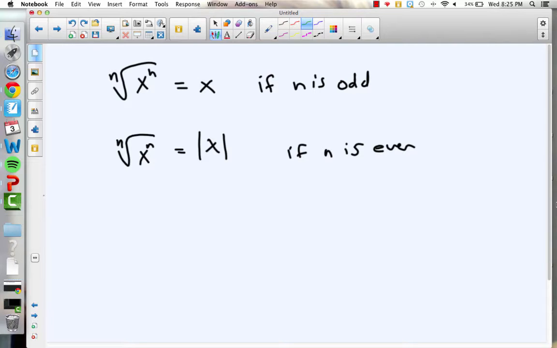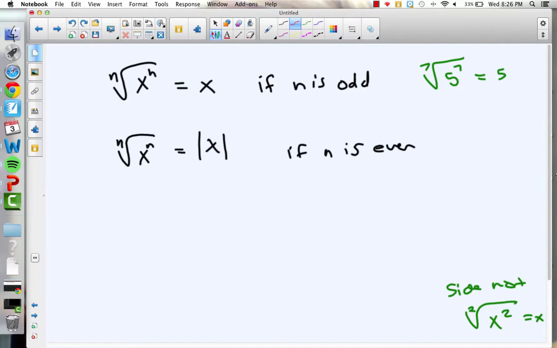So let's show some quick examples. When it's odd, we could have something like the 7th root of 5 to the 7th. Well, the 7 and the 7 match, so that means that we would be left with, and 7 is odd, so we're just left with our base, which is 5, and we're done. So things cancel out. It's really nice. That's why, this is a little side note, when we take the square root of something like x squared, we're left with x, because really in a square root the index is 2. So we're canceling out the square and the square root, and we're left with the x.